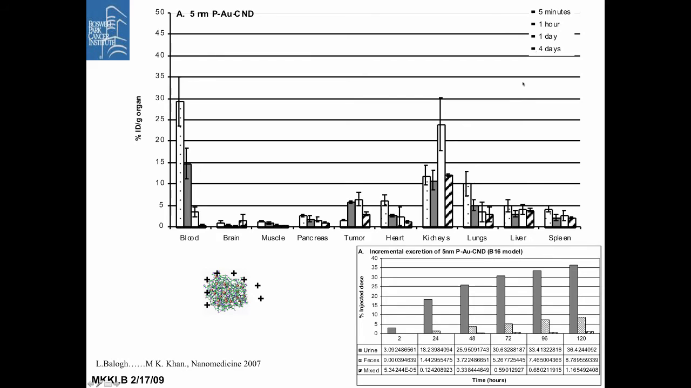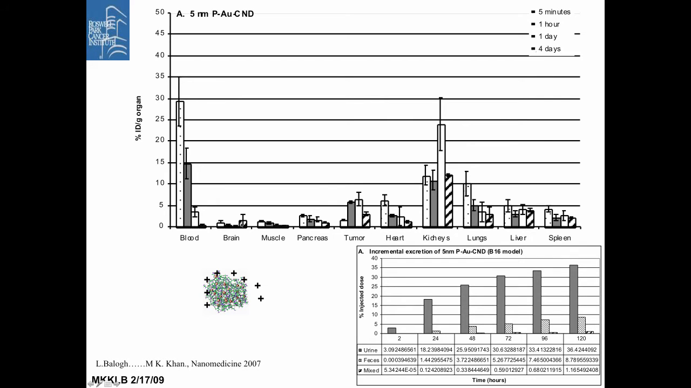So these are the times. So 5 minutes, 1 hour, 1 day, or 4 days. So here's the blood. These are 5 nanometer gold nanoparticles that are positively charged. And so what you see is over time, here's our PK, and you guys have seen this as a list of time versus concentration or percent injected dose per gram. And from this, you guys know that you should be able to calculate the blood half-life.